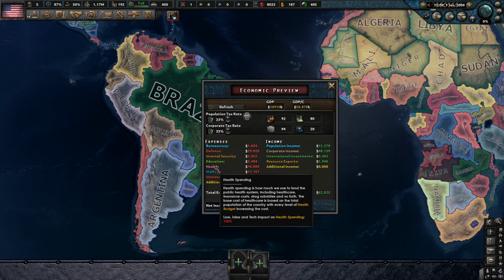It is important to note that although this cost is simply tied to population, it is much higher than the other ones besides welfare, so be careful.